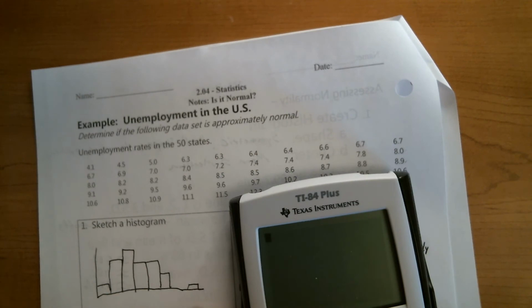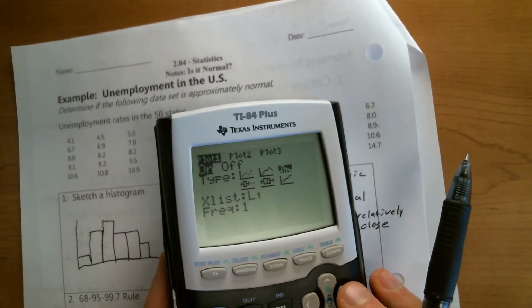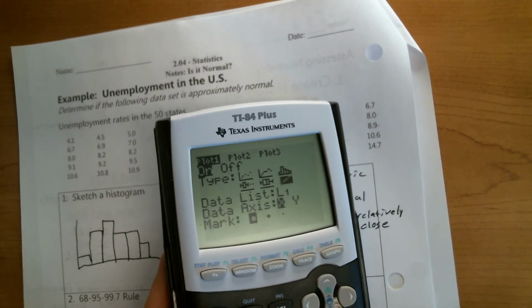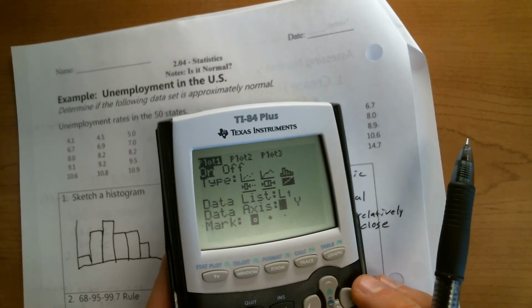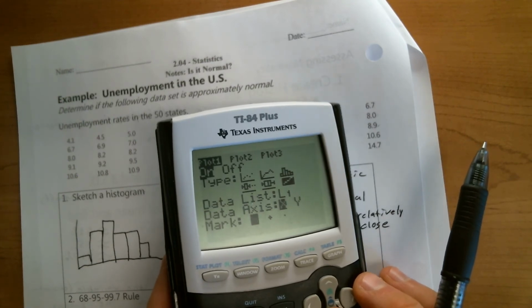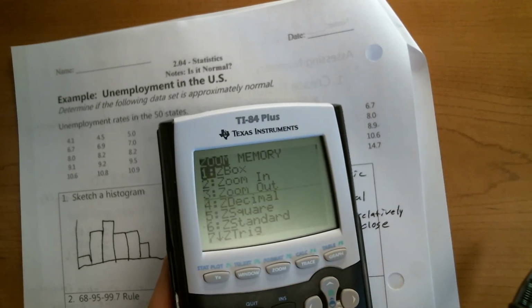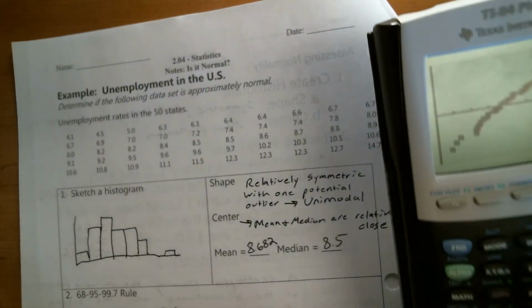All right. So instead, we're going to go to stat plot. We're going to make sure stat plot 1 is on. And then it is the very last choice there, right? That is your normal probability plot. The data list should be L1. The data axis, we're always going to keep it X. You can flip it around, but we're going to keep it as X. All right. And then again, you would just do zoom 9 for zoom stat. And that is your normal probability plot.